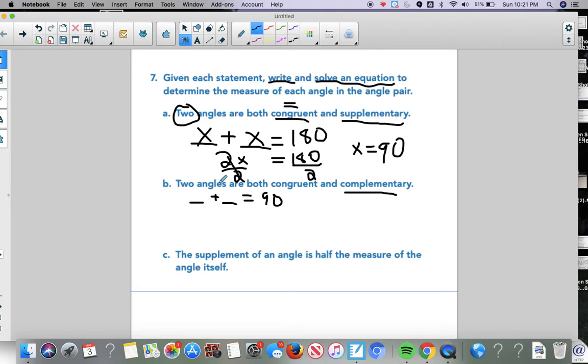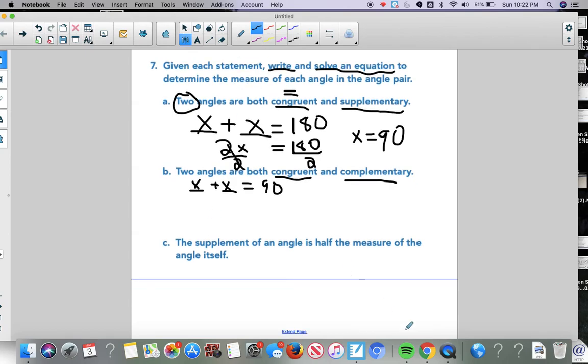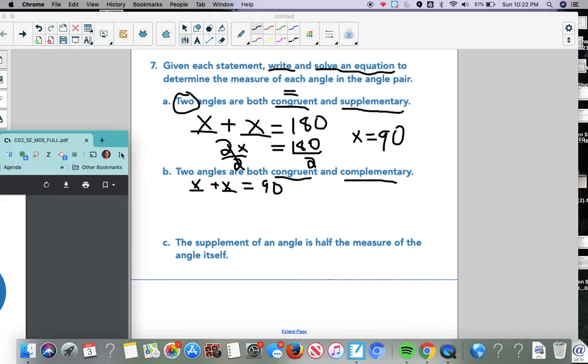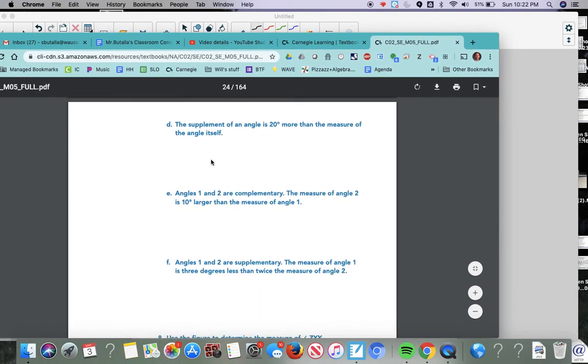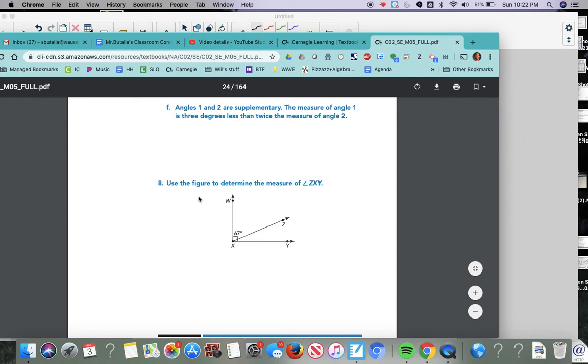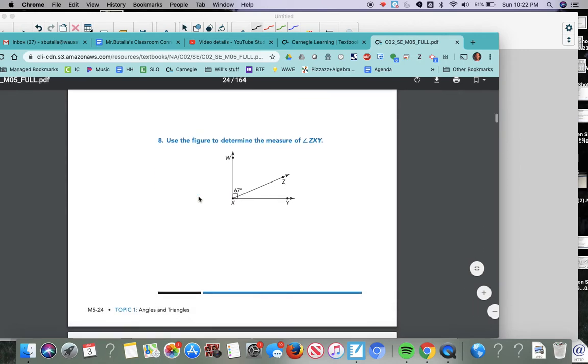So now I have two angles, and again, they're both congruent, so they're equal. If I say angle 1 is x, that means angle 2 is also x. Okay, and I'm confident you can take it from there. So in each of these problems, number 7, A, B, C, you're going to keep going into letter D, E, F, and then to number 8.